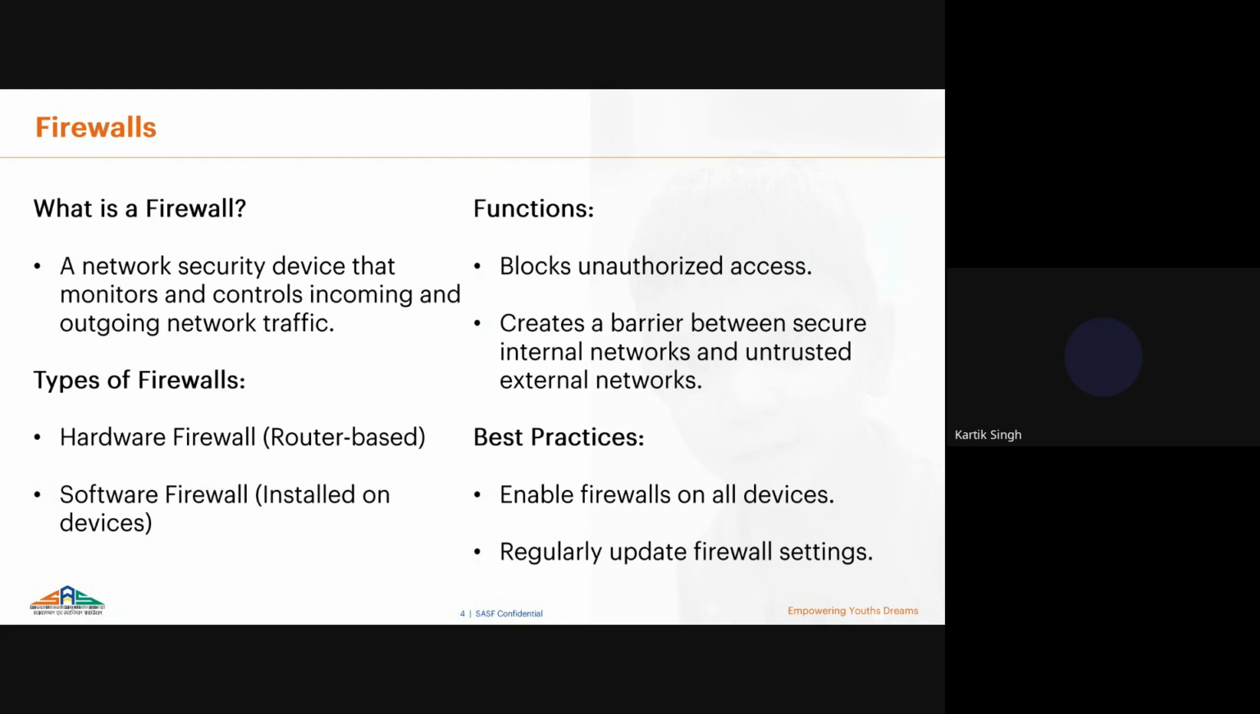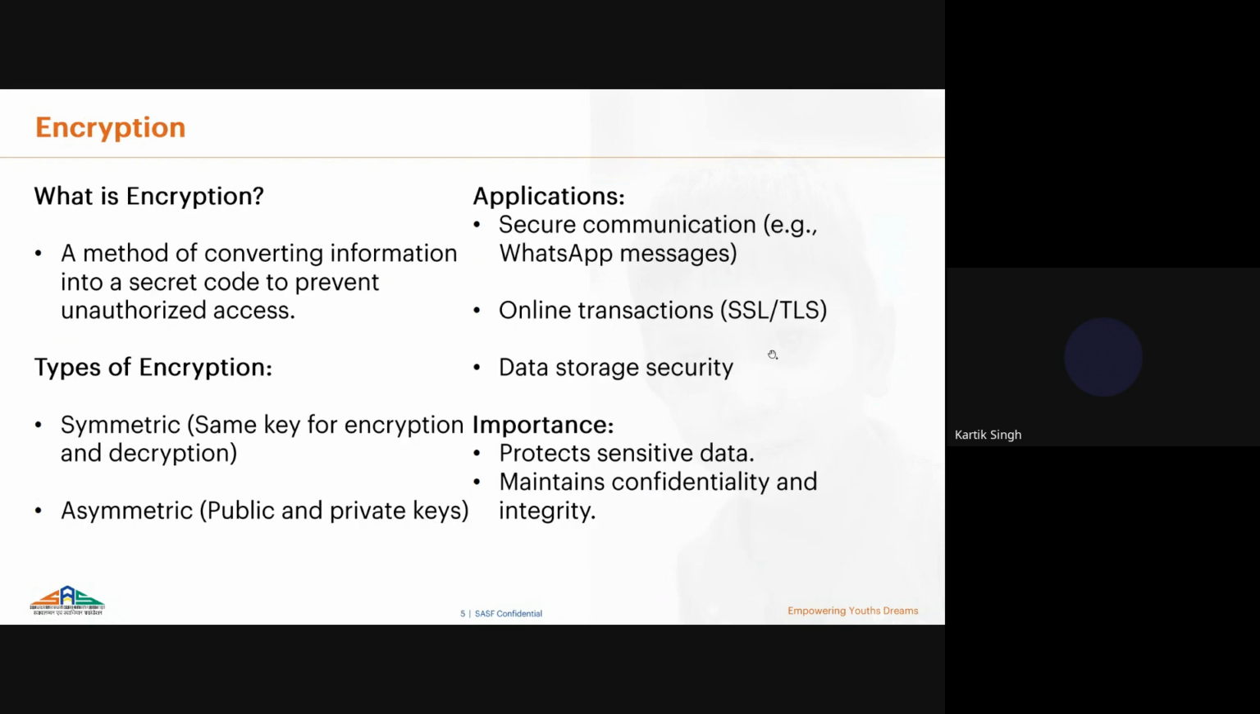Now, best practices to use firewalls are: enable firewall on all of your devices, regularly update your firewall settings. So first of all, you have to enable firewall on all of your devices, like laptops, mobile devices, and every device which has a firewall. After that, you have to regularly update your firewall settings and keep checking if there is a change in the firewall settings or there are updates in firewall settings. So this is about firewalls. Now we'll move on to encryption.